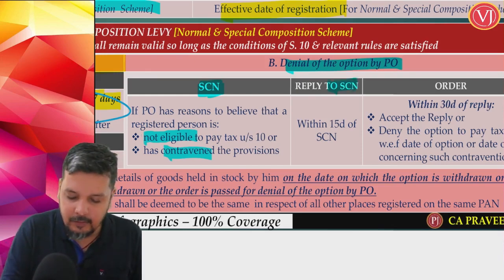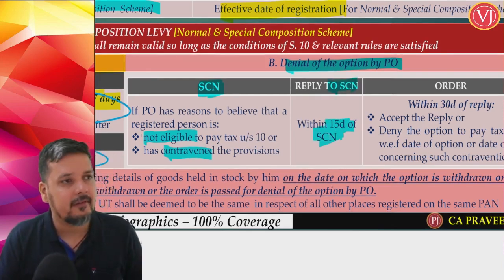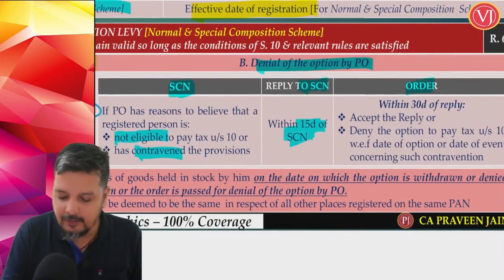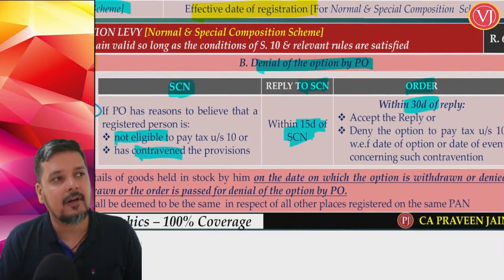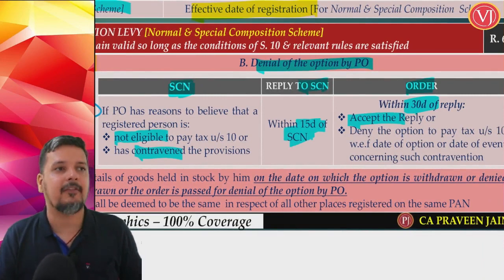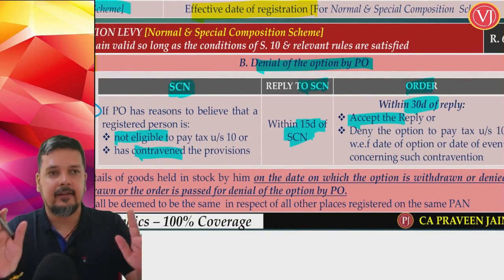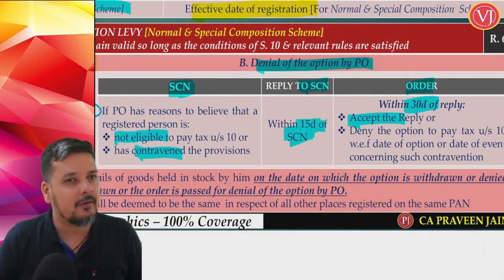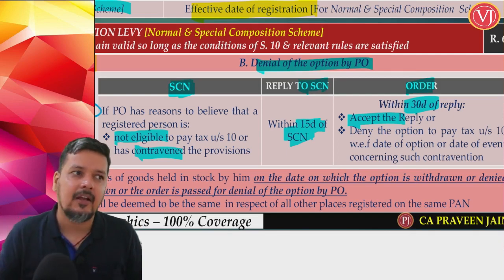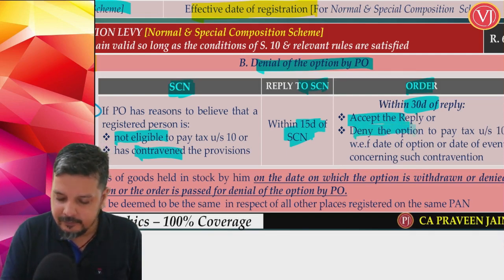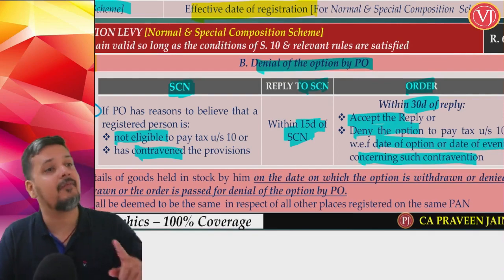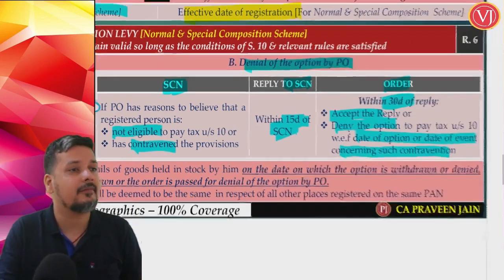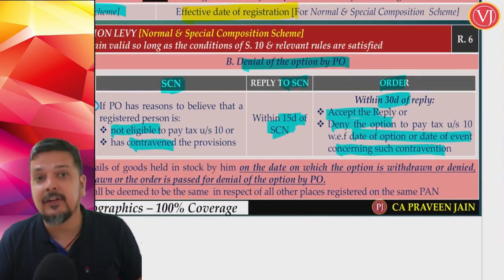You have to reply to that notice within 15 days. After your reply, proper officer will decide within 30 days. What will he decide? Either he will accept your reply, which means he is satisfied that you can remain under composition scheme, and nothing will happen. Or he will throw you outside composition scheme with retrospective effect.